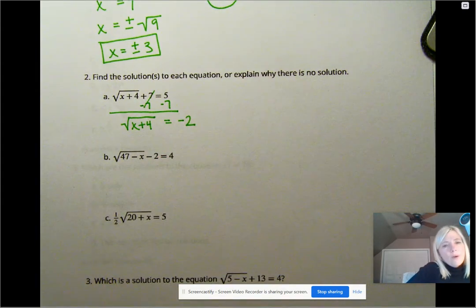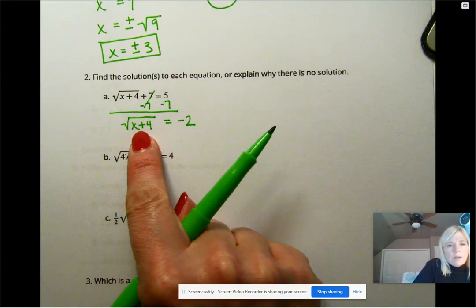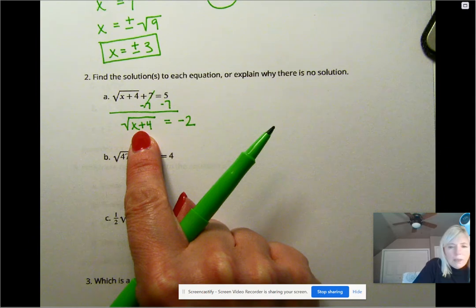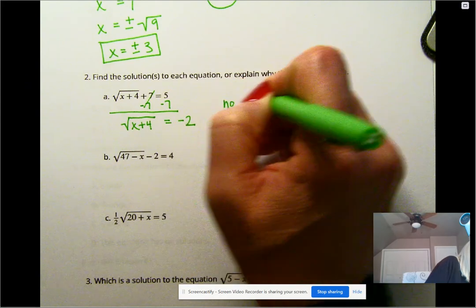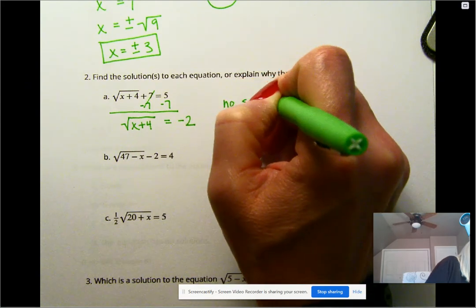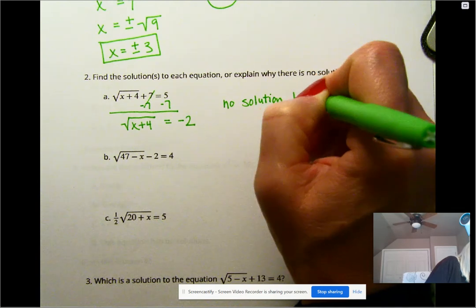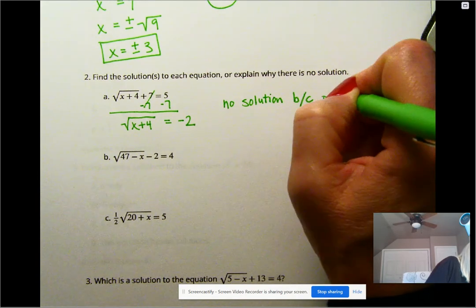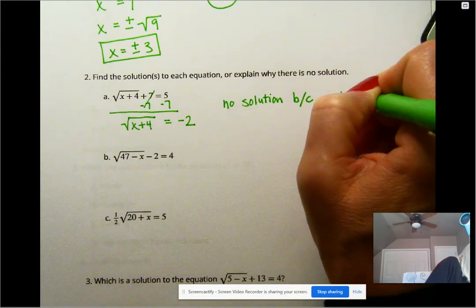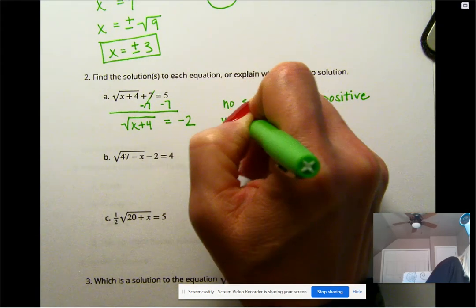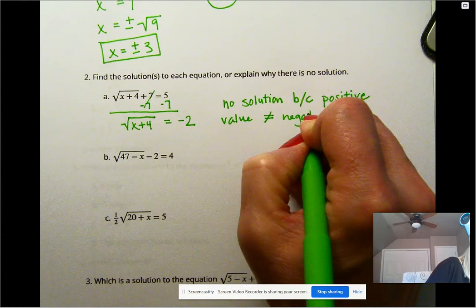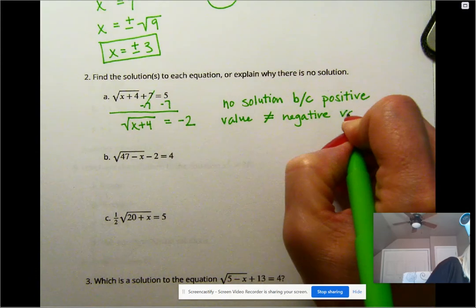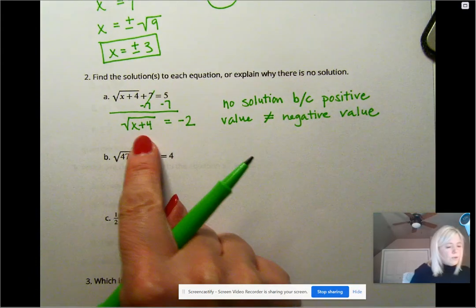At this point, I already know the answer is no solution because this is a positive value, and a positive value cannot be equal to a negative value. So this one is no solution, because a positive value cannot equal a negative value. All right, this is positive, this is negative, no solution.